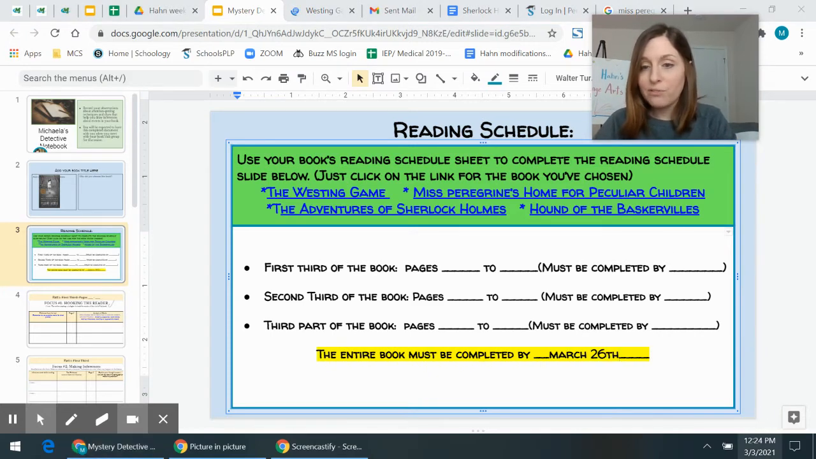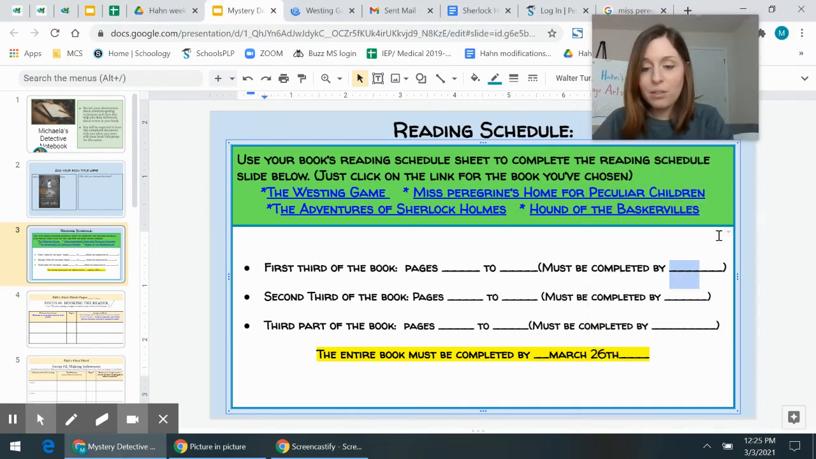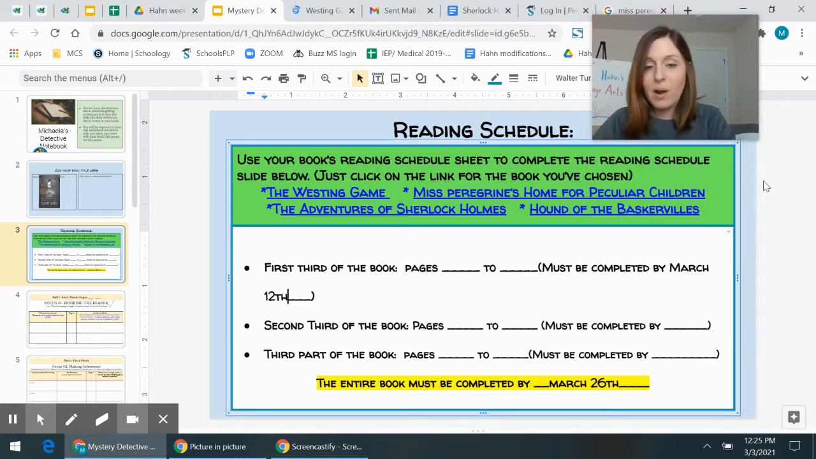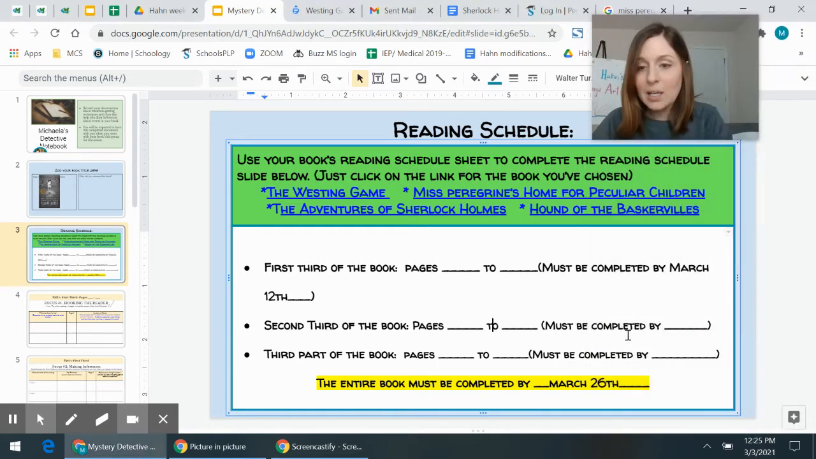So your first week really needs to be completed by March 12th. Right? Then your second week needs to be completed by March 19th, or you can say 3/19, and then your final week needs to be completed by 3/26 or March 26th.